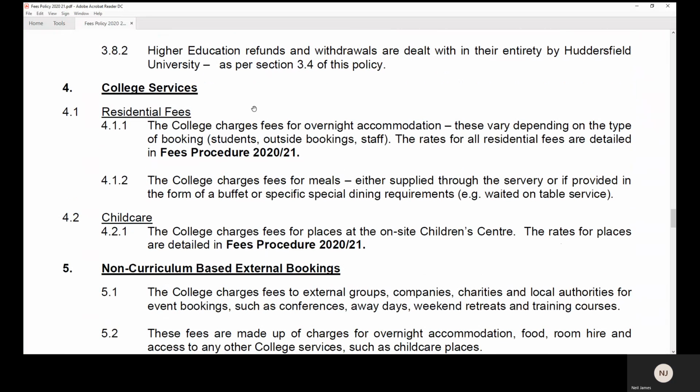Section 4 is around college services, separate to curriculum. So this details fees around residential fees. There's a section in there for childcare, and this was actually signed off by the board before the decision around the children's centre was made. So that will be revised for next year's policy, and there'll be a note in there around external childcare potentially.